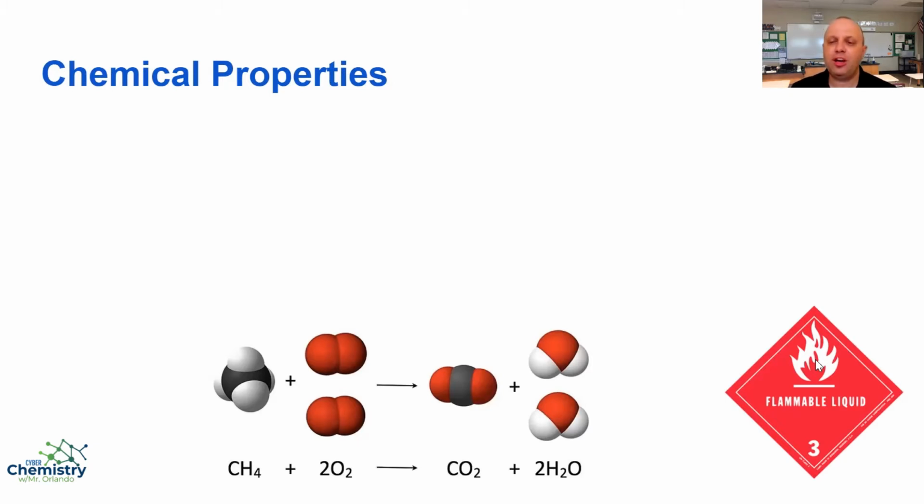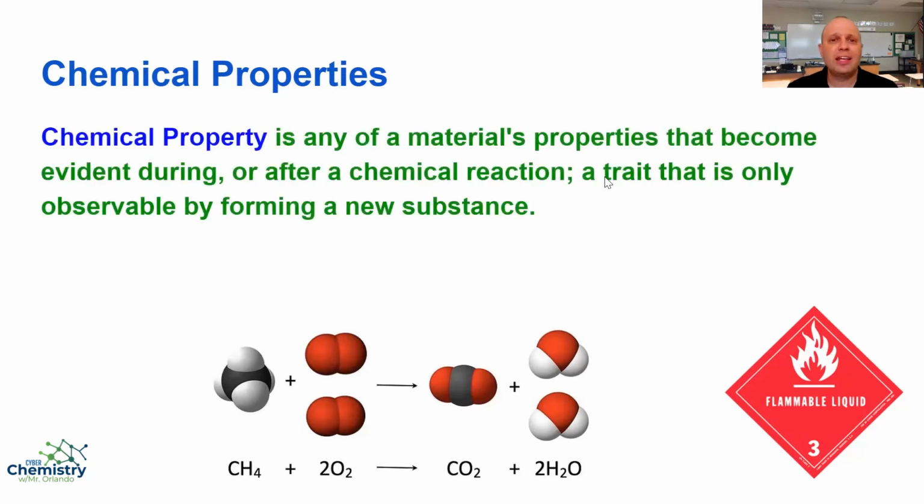And I also have a picture of the symbol that usually you might see on the outside of a tractor trailer that's carrying flammable liquids in it. So this is a symbol to indicate that something's a flammable liquid. So if we look at what chemical properties are, it says a chemical property is any of a material's properties that become evident during or after a chemical reaction, a trait that is only observable by forming a new substance.